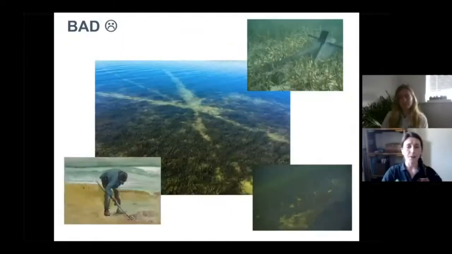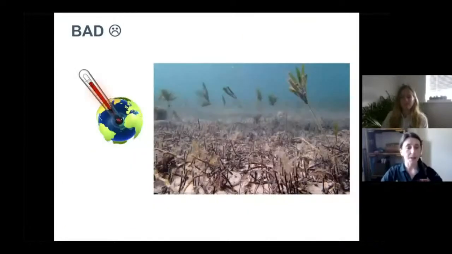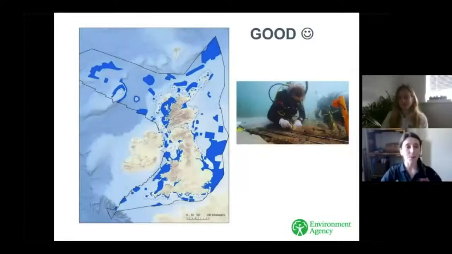Also, we can damage seagrass directly through activities such as digging for bait worms, fishing, and dragging boat anchors through it. Also, rising sea temperature caused by global warming stresses the seagrass and affects how it reproduces. However, there are things that can and are being done to help our seagrass meadows.